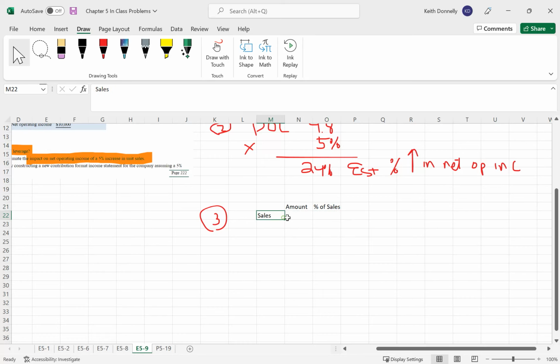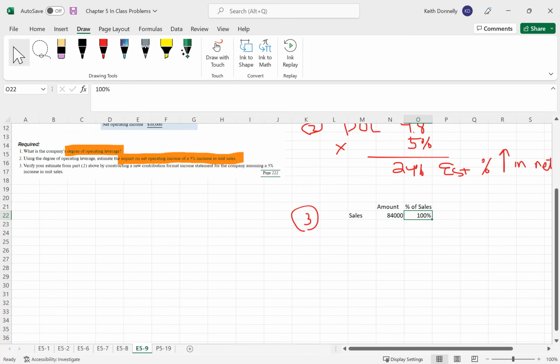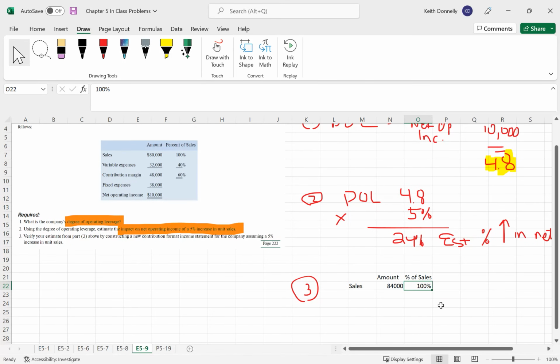So in this case, if we had originally 80,000 and we increased it by 5%, now we're at 84,000, and that's 100% of our sales. Now, of that amount, our variable expenses, we know over here, it's a 40-60 split: 40%, 60%.